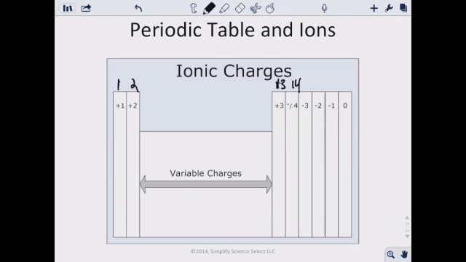And this is group 14. Since it's right in the middle, what's easier to lose or gain? It can go either way, so it can be +4 or -4. For group 15, it's easier to gain 3. For 16, it's easier to gain 2. For 17, it's easier to gain 1. And then our noble gases, guess what? They don't have to gain any.